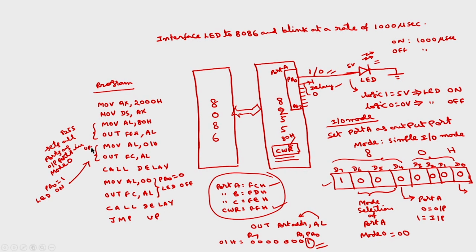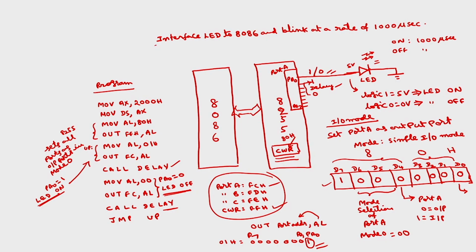So that again AL will be taken as 0 1, it will be outputted onto port A. So LED will be on. After some delay, LED will be off. After some delay, again because this will go here, LED will be on and off. This will be on and off with a rate of the delay that is provided by this subroutine. Okay. This is how we can connect a simple LED to the microprocessor 8086 through 8255, and you can blink the LED.